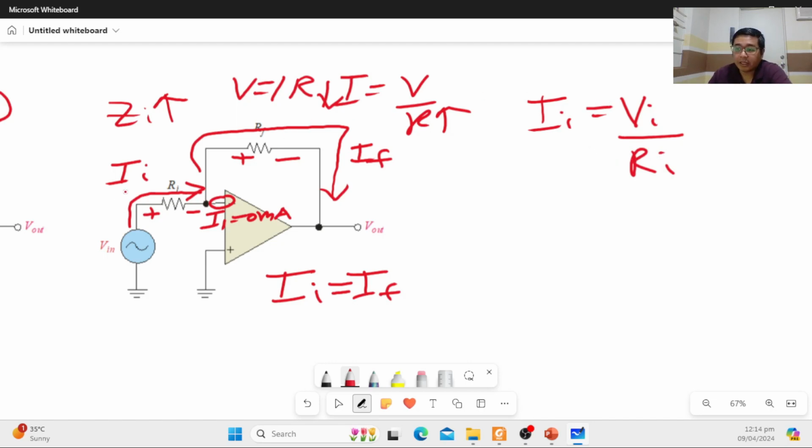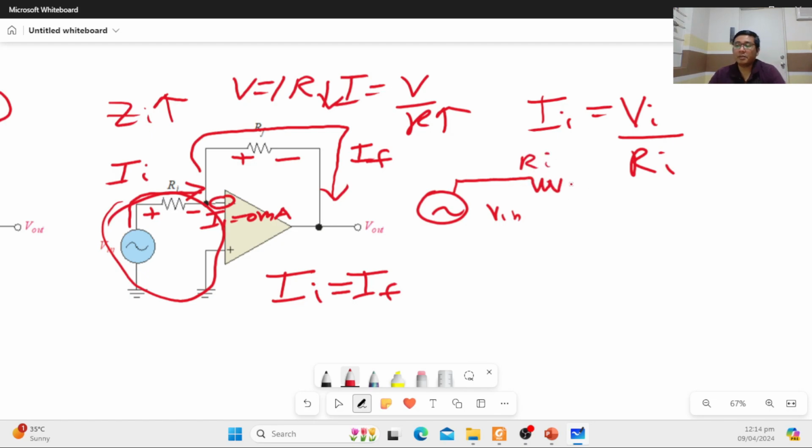Bakit? Kasi itong part na to, we can withdraw that. This is your V in, and then this is your Ri. Remember, yung common na terminal ng RI natin is applied to your inverting input, which is your virtual ground. So parang nakakonect siya sa ground natin. Okay? That's why, yung dumadaloy na kuryente dito, which is I sub I, no? So pwede natin gamitin dito sa equation na ito. So we have the equation for I in.